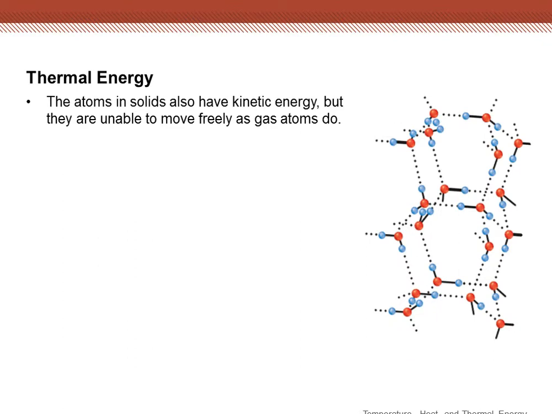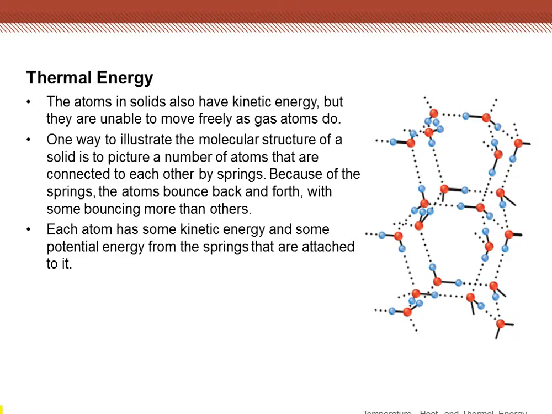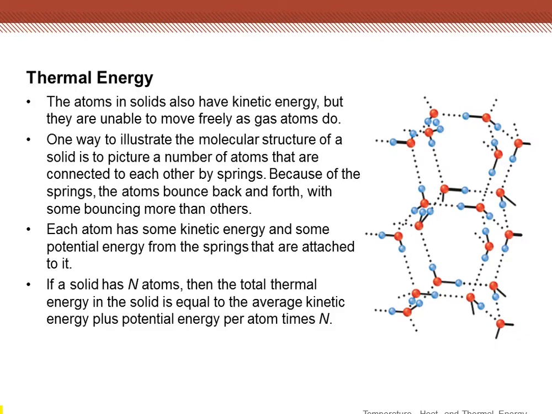The atoms in a solid also have kinetic energy, but they are unable to move freely as they do in a gas sample. One way to illustrate the molecular structure of a solid is to picture atoms that are connected to each other by springs. Because of the springs, the atoms bounce back and forth, with some bouncing more than others. Each atom has a kinetic energy and some potential energy from the springs attached to it. If a solid has n atoms, then the total thermal energy in the solid is equal to the average kinetic energy plus the potential energy per atom, times n. So that's our number of atoms in a particular solid.